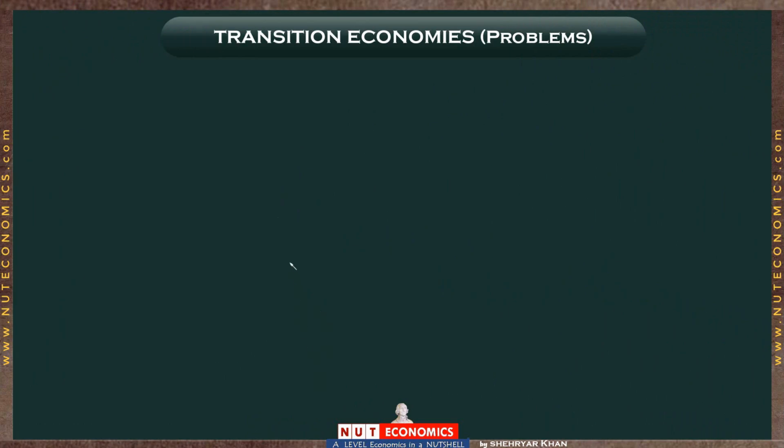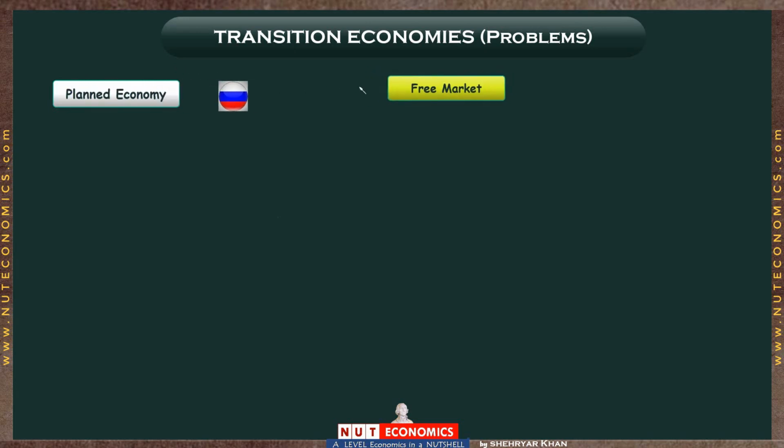Now, in the last video of this section on economic systems, I am going to explain to you a set of common economic problems faced by a group of countries collectively referred to as transition economies. This term, transition economies, was first used way back in the early 1990s, 1991 to be exact, when in Russia the planned economic system totally collapsed. And finally, after almost 70 years of experimenting with this planned economy, the Russians decided to give up on this system and make a move towards a free market economic system.